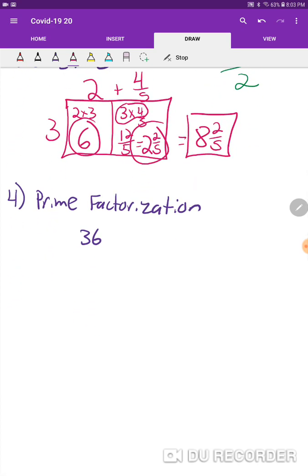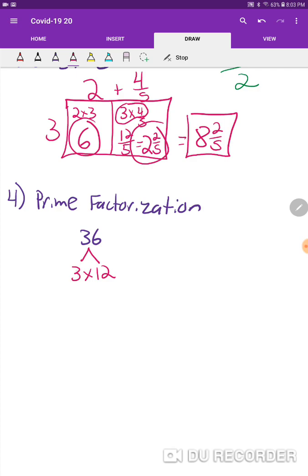All right, prime factors. So prime factorization means that you could take any number and break it into only primes. How do you do that? Well, you first ask yourself, how do you make 36? I'm going to do 3 times 12. Now, you might have done 6 times 6 or 9 times 4. You're still right. Don't worry. Only the final answer matters here.